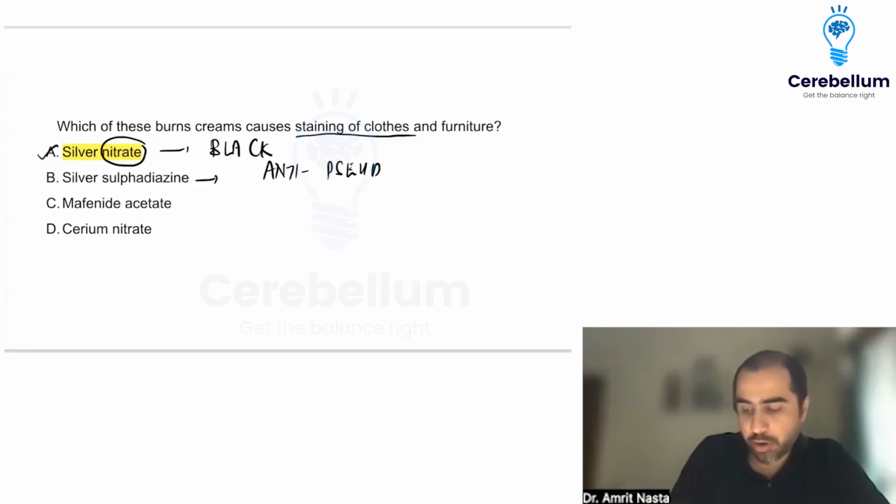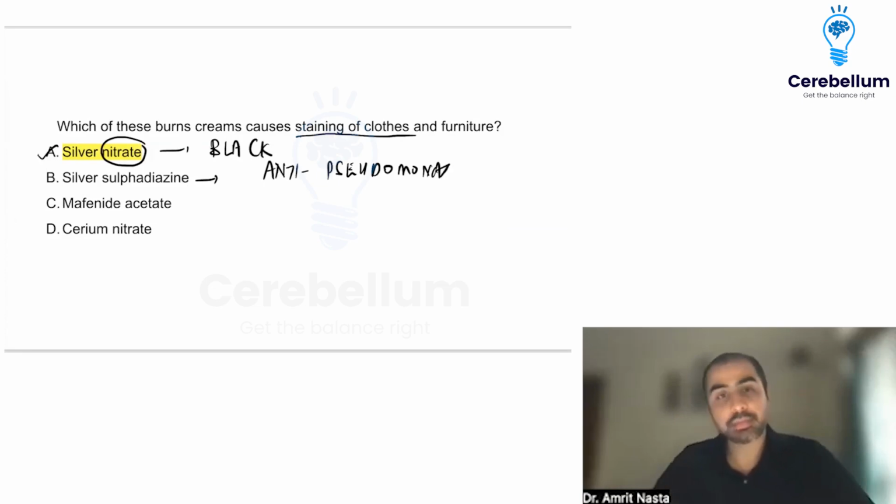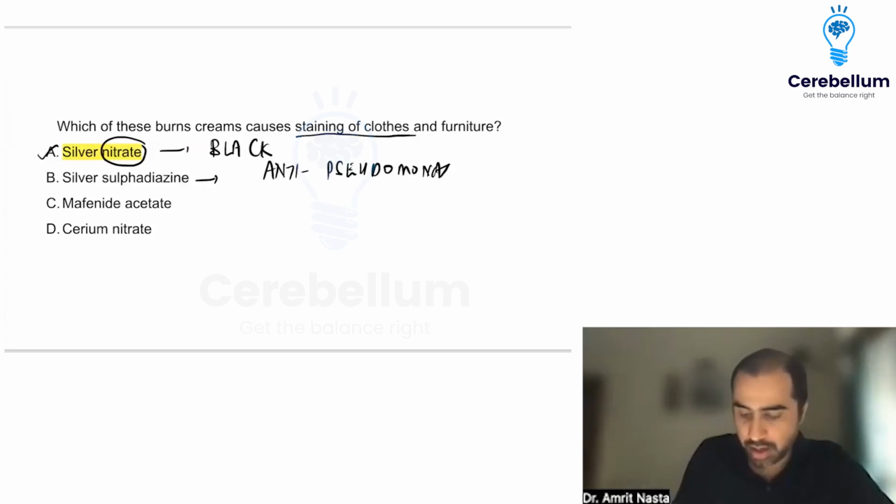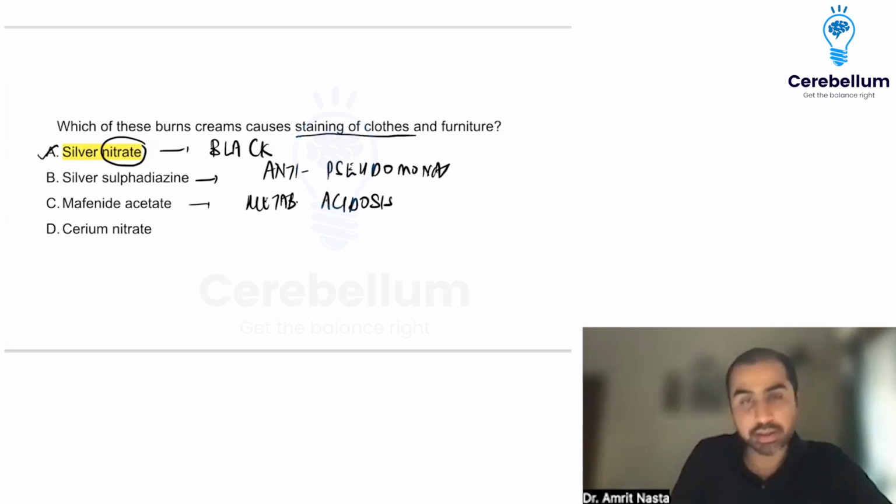What is important about mafenide acetate? What is so good about it? Yeah, mafenide acetate will cause metabolic acidosis. What is cerium nitrate? I didn't teach this. Cerium nitrate. What do you get from cerium nitrate? What is unique about cerium nitrate? It will give you some benefit. Unique benefit. Anybody knows?